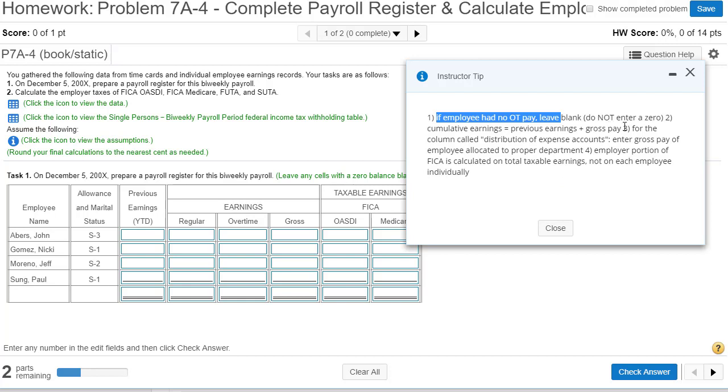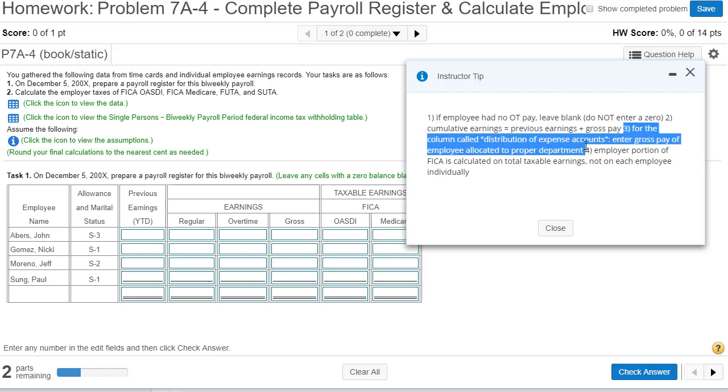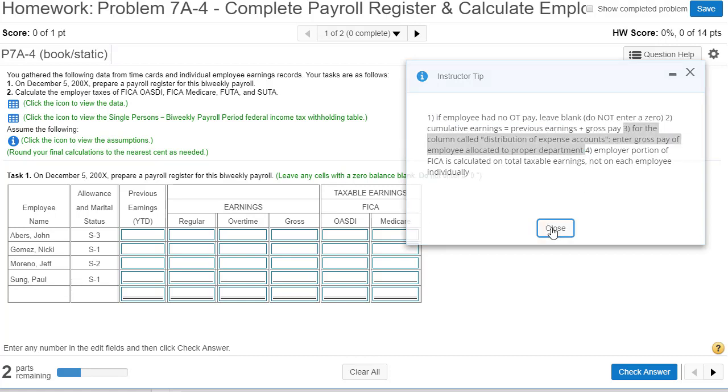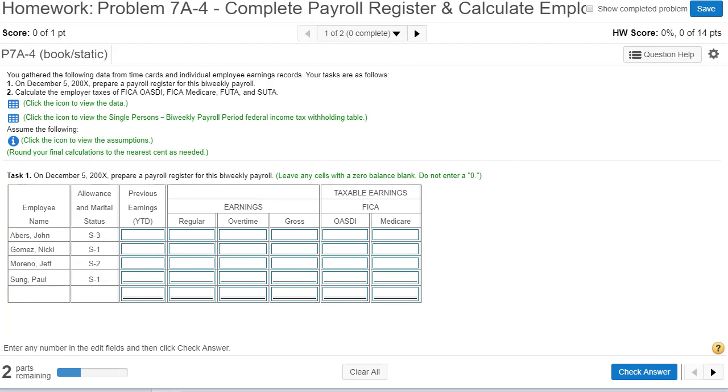And same thing for instructor tips number 3 and 4. So those will come in handy later. So we'll close this for now. So the problem states you've gathered the following data from time cards and individual employee earnings records. Your tasks are as follows.